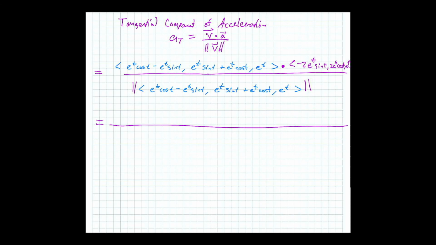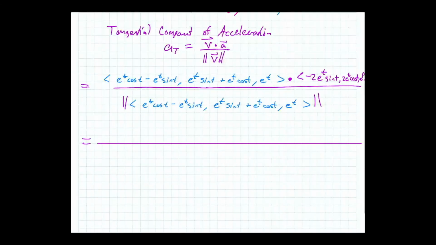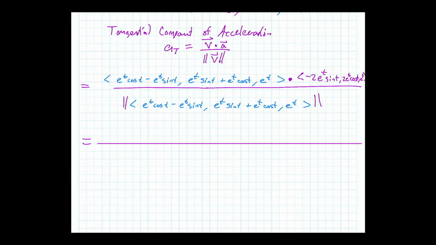So what do we got to do? We got to do the dot product here. So in order to do the dot product, you have to multiply this component by this component, this component by this component, and then multiply your e to the t by the e to the t and add that all together. When you multiply those together, you're going to end up with negative 2 e to the 2t, and then you've got a sine times a cosine, so sine t cos t.